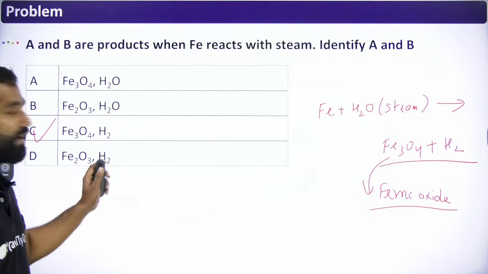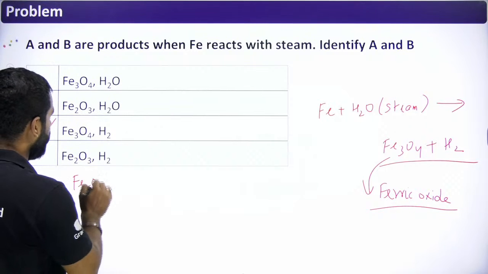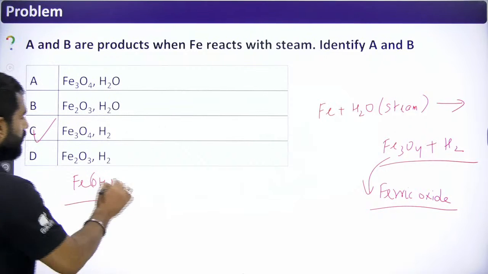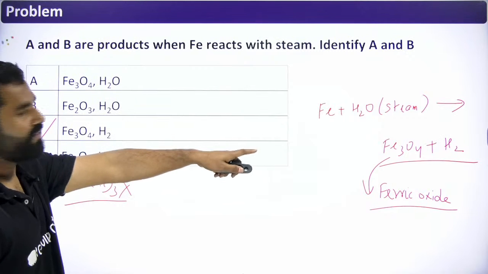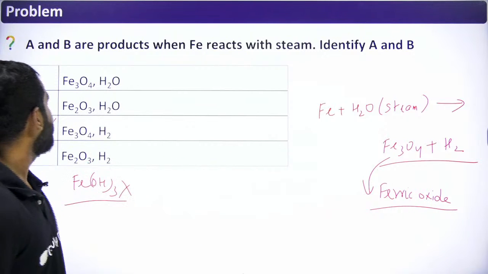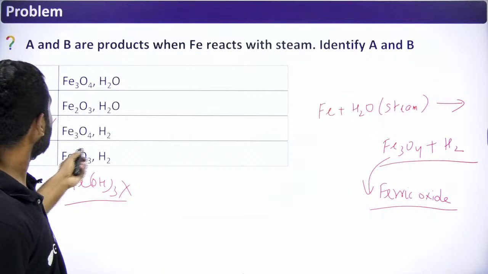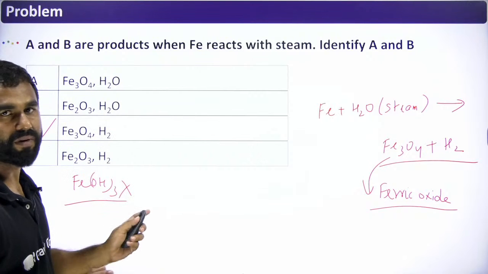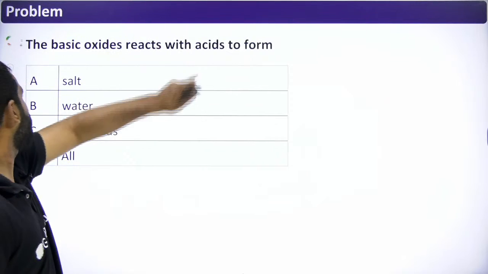Easy question. Sometimes the option will come like this, Fe(OH)3. No, this is not the right option. The right option is Fe3O4, ferric oxide, right? And also it's a metal reacting with steam, so we are forming hydrogen along with it. Simple.